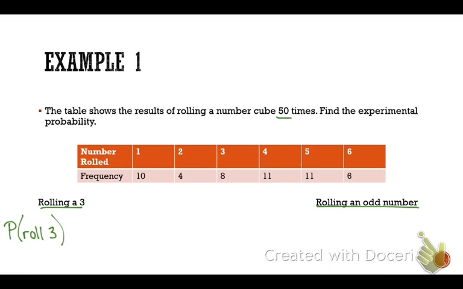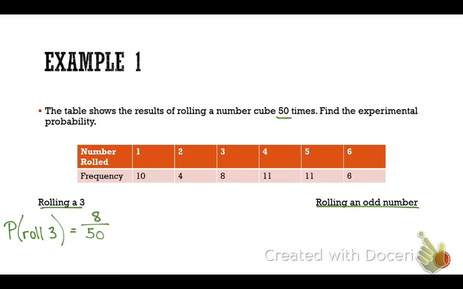That's what I write in parentheses. And now I need favorable out of total. Okay, so how many times did I roll a 3 according to the table? 8. Okay. And how many times total?